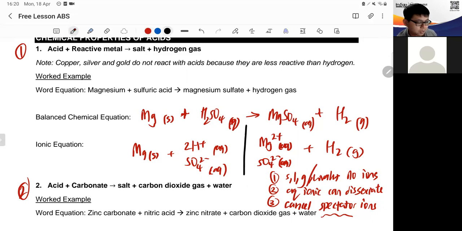which means my spectator ions are a distraction. They are distracting me from the true things that are actually reacting. I don't want them in my equation. That's why point 3 says cancel spectator ions. I cancel them out. I don't want them.